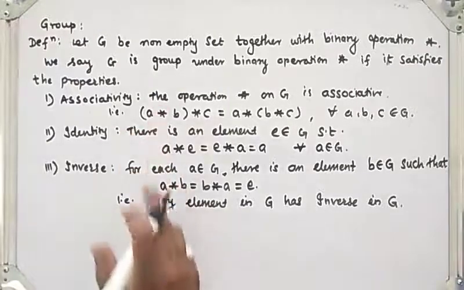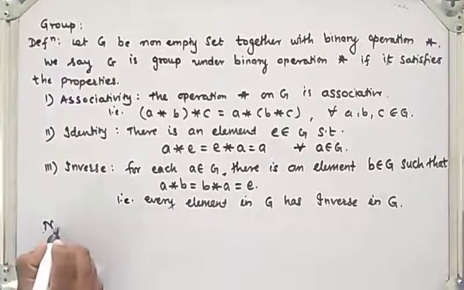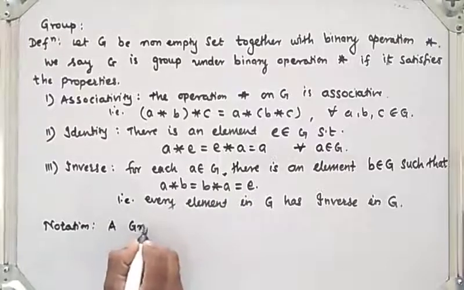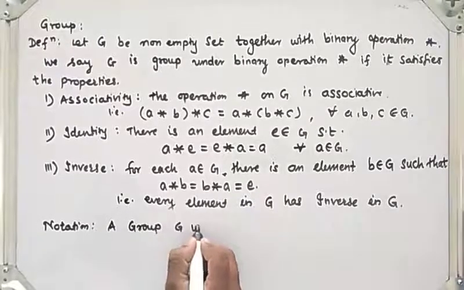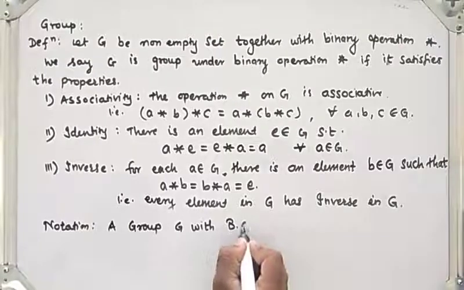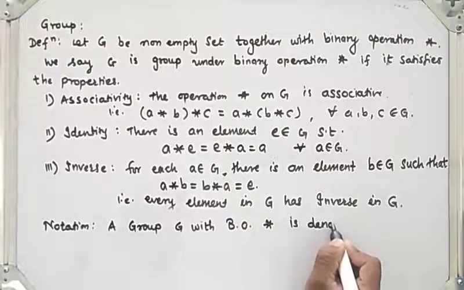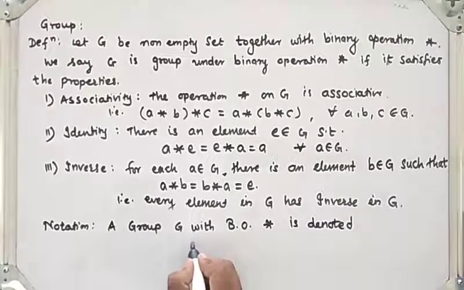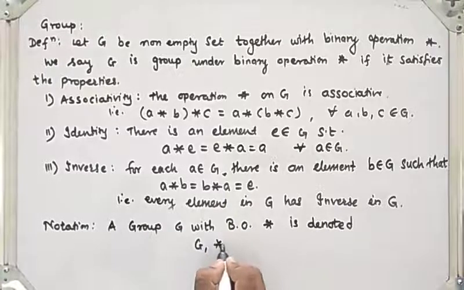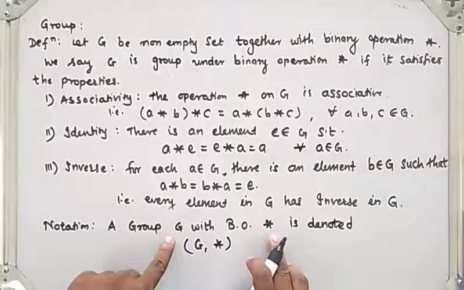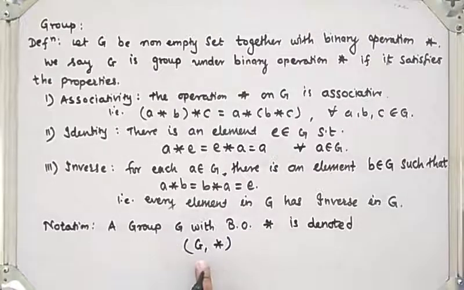And we denote the group by this, so take the notation. Notation of group: a group G with binary operation star is denoted by G under binary operation star. Means G under binary operation star is said to be a group, which can be denoted by this sign. So G under binary operation star forms a group, right?